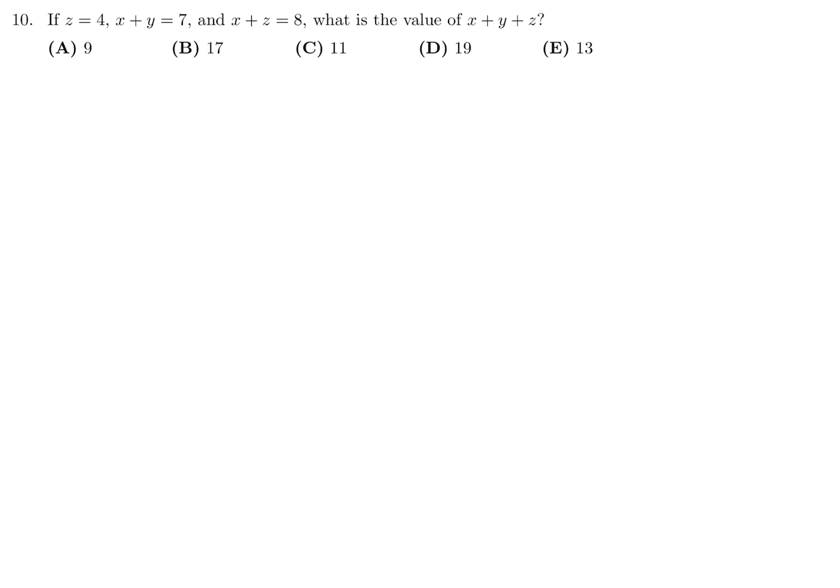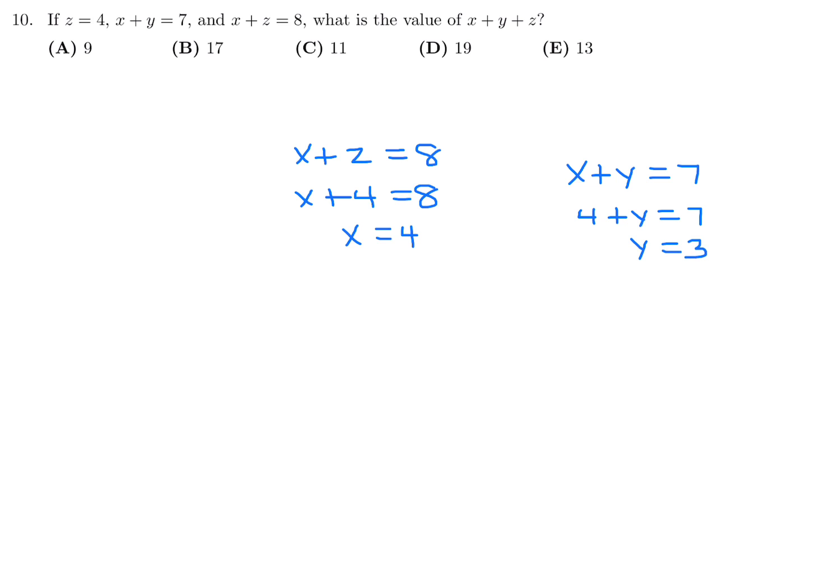Z is 4, x plus y is 7, x plus z is 8. What is the value of x plus y plus z? So I guess if x plus z is 8 and z is 4, I can quickly calculate x, which is 4. And then sub it back into x plus y is equal to 7. And I get 4 plus y is equal to 7, and therefore y is equal to 3. And then now finally x plus y plus z is pretty straightforward. That's just 4 plus 3 plus 4, and that is equal to 11. So number 10, the answer is C.